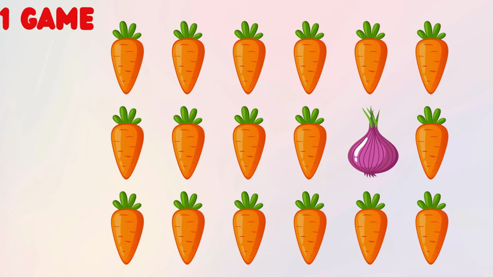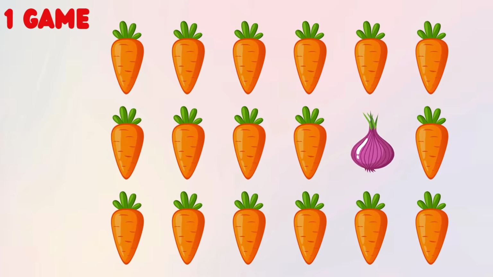These carrots look vibrant and fresh, but there's one vegetable that doesn't fit. Can you spot the odd one out? Well done! The odd one out is an onion, standing out among the carrots.